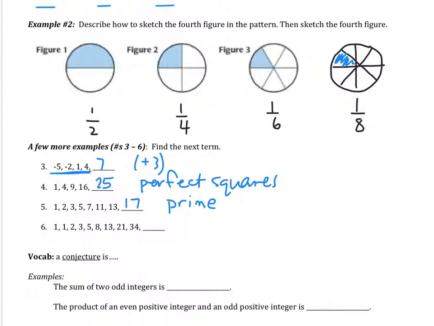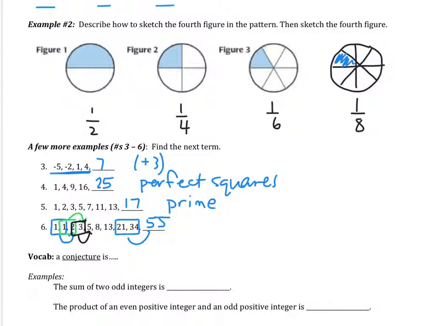Number 6. This is Fibonacci's sequence. So 1, 1, 2, 3, 5, 8. What's happening here is that the first 2 numbers add together to be the next number, and then 1 and 2 add together to be the 3, and then the 2 and 3 add together to be the 5, and then it just keeps going. So that means 21 and 34 are going to add together to be 55. Okay.